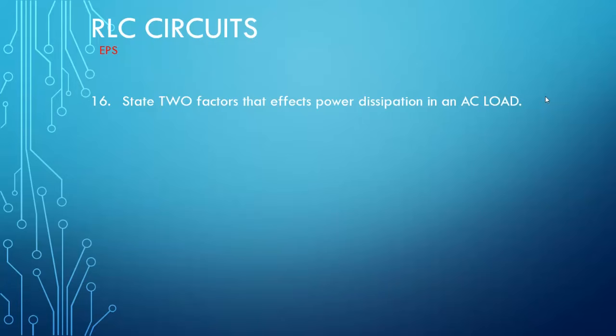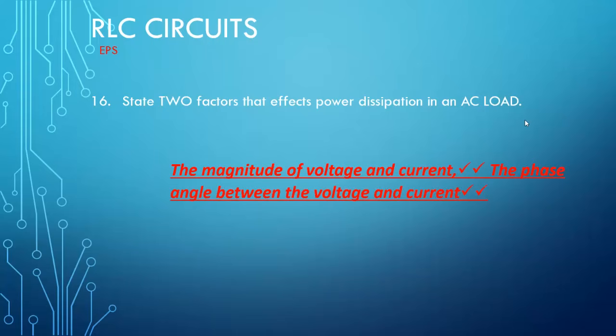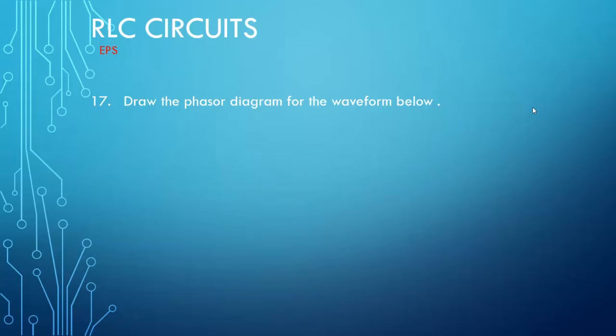State two factors that affect power dissipation in an AC load. The magnitude of voltage and current, and the phase angle between the voltage and the current.